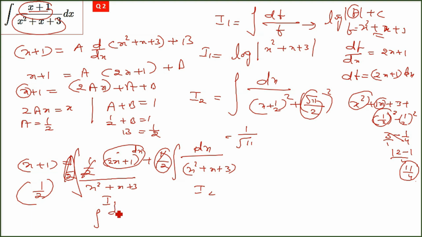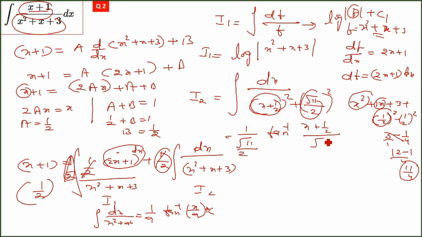Integration of dx by x square plus a square is going to be 1 by a tan inverse x by a. What is x here? x plus 1 by 2. What is a here? Under root 11 by 2. So 1 by a, under root 11 by 2, tan inverse x by a. x is x plus 1 by 2. So x plus 1 by 2, and this is under root 11 by 2. So I'm solving this now.